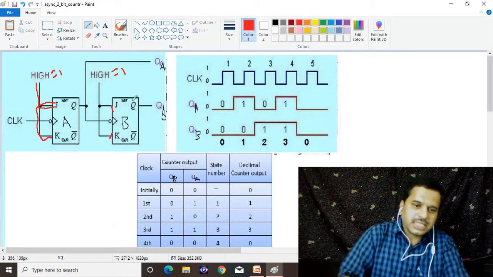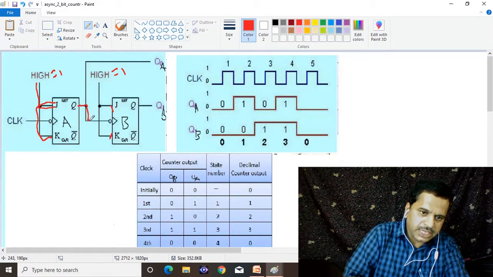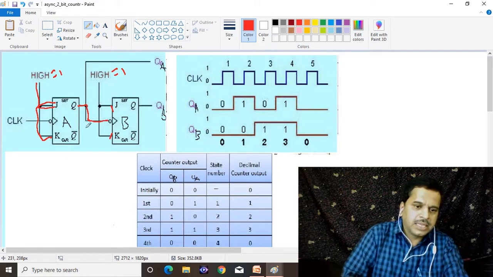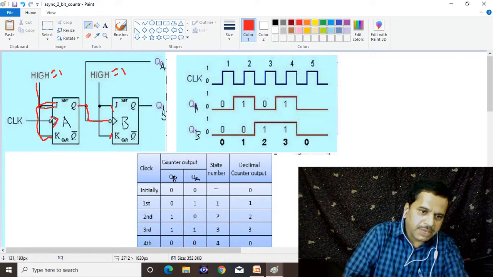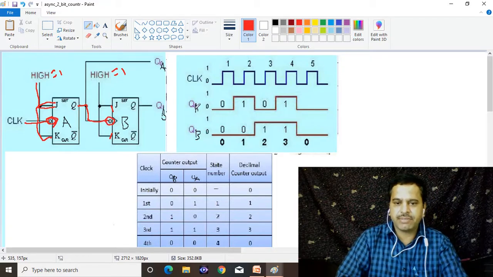As I told, in the asynchronous counter, the output of the previous flip-flop is given to the clock pulse of the next flip-flop. The first flip-flop is only driven by the clock. This inverted bubble indicates that this is a negative edge triggering flip-flop.